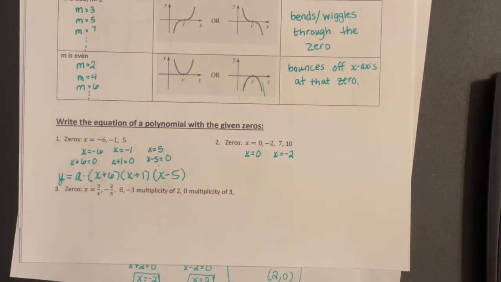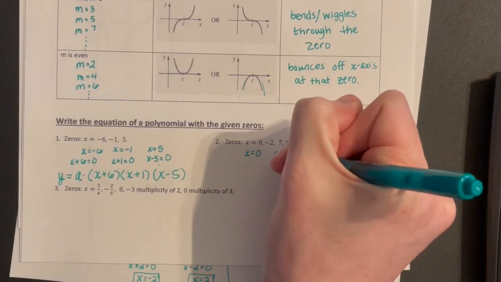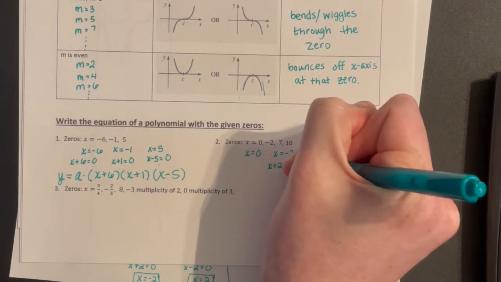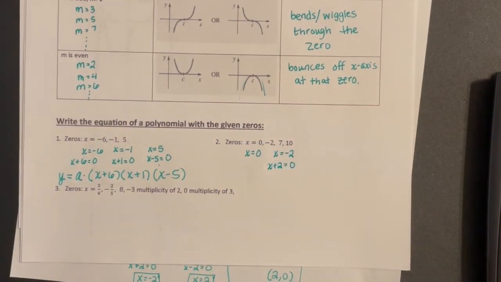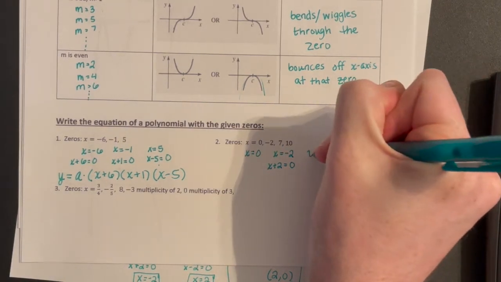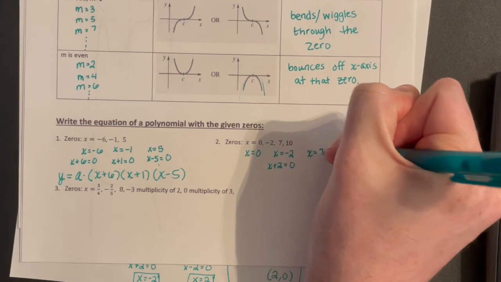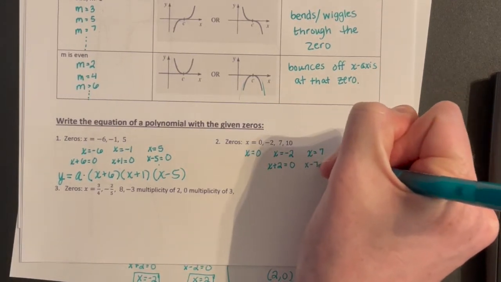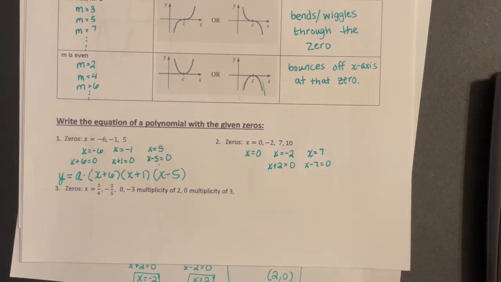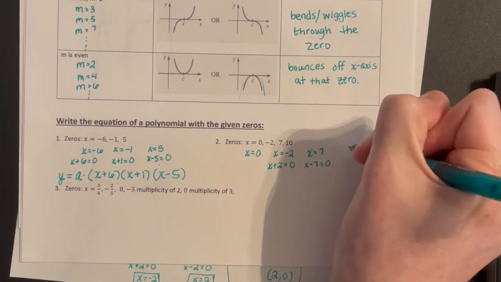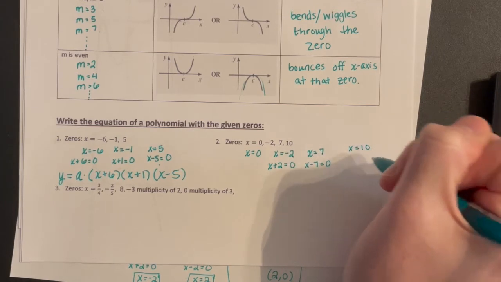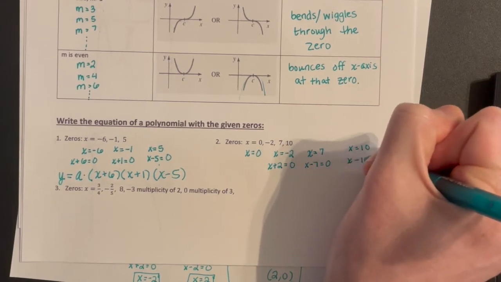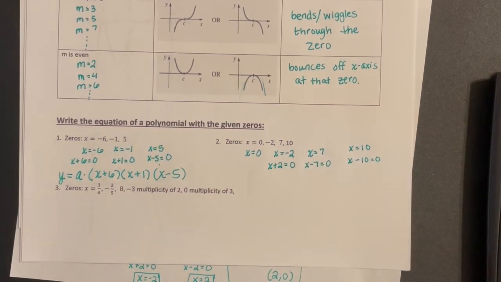If I had a zero of x equals -2, we'd add 2 to the other side, and now it's back equal to 0. So there's the factor associated with it. For x equals 7, I'd have to subtract 7 from the other side, so x minus 7 equals 0. And then x equals 10: subtract your 10, and it's back to 0.